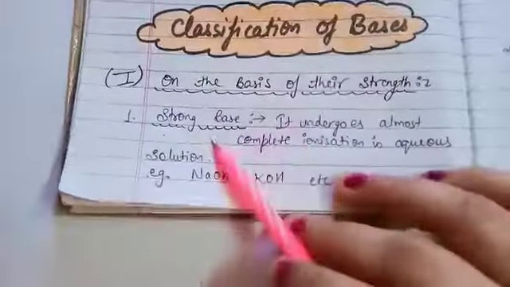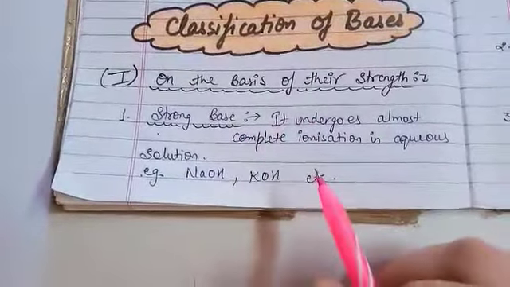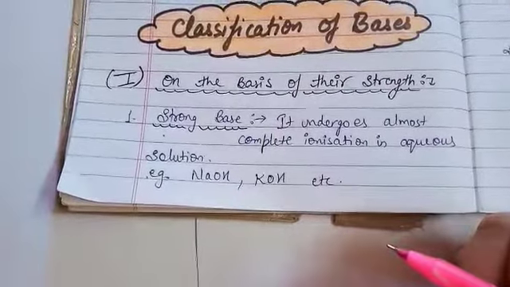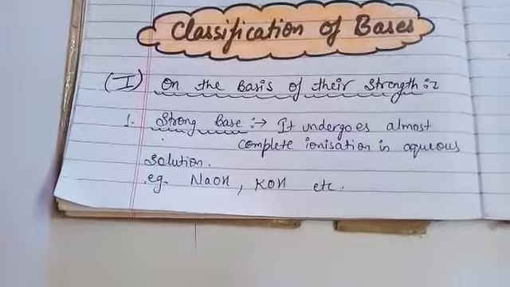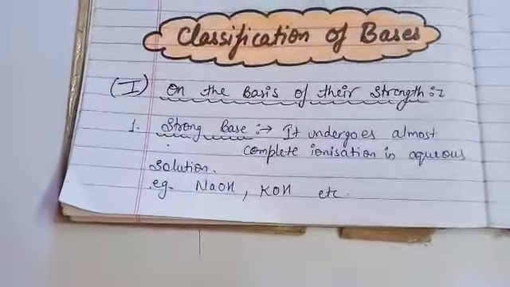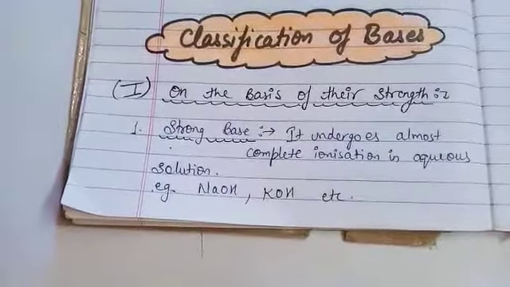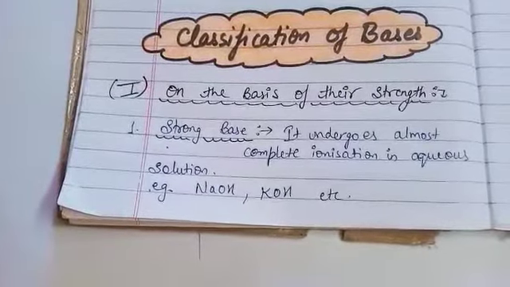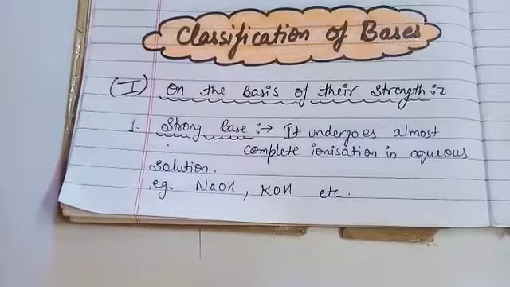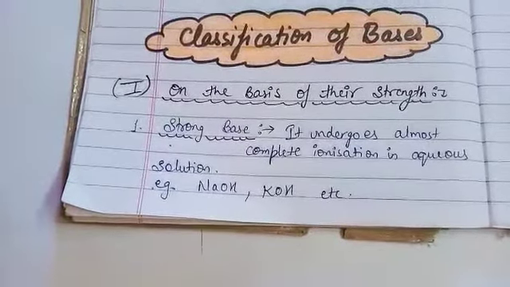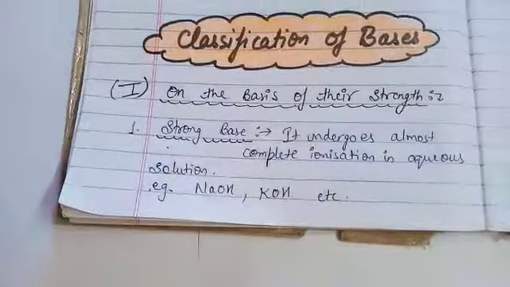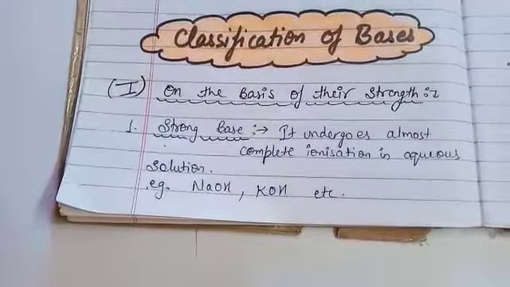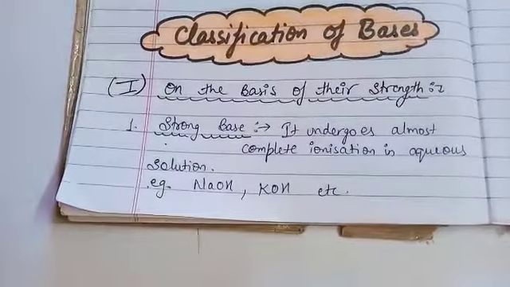Now, a strong base generally undergoes complete ionization, or you can say dissociation, meaning they completely break apart. Ionization means they break into ions, positive and negative ions. So they completely dissociate or ionize into ions in aqueous solution. When you dissolve it, obviously, because some medium is required for ionization, they dissociate in aqueous solution. For example, NaOH, KOH, etc. They are generally strong bases.